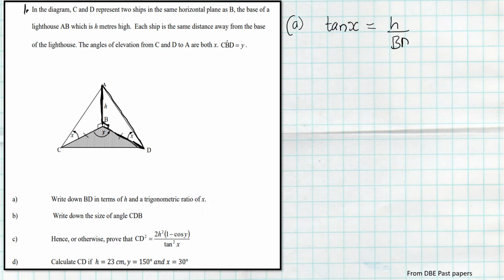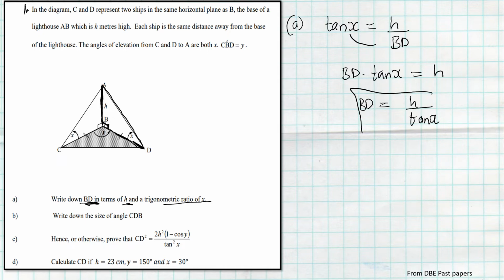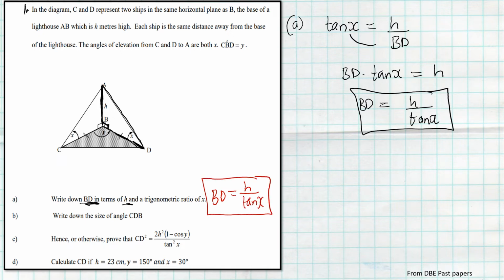So to solve for BD, because they want BD in terms of H and the trig ratio, I'm going to solve for BD. So BD multiplied by tan x is equal to H. If I divide both sides by tan x, then BD is going to be equal to H over tan x. So that is how you can express it. BD is equal to H over tan x.